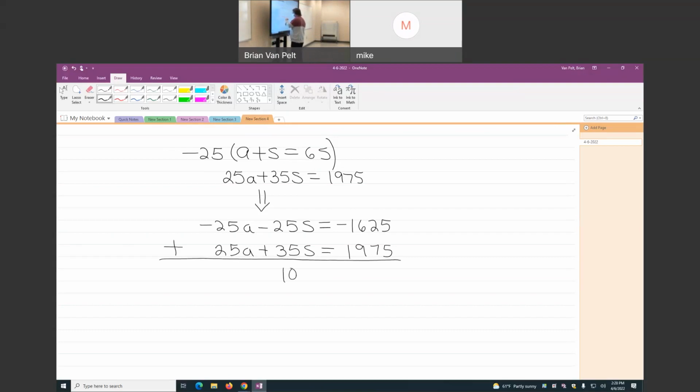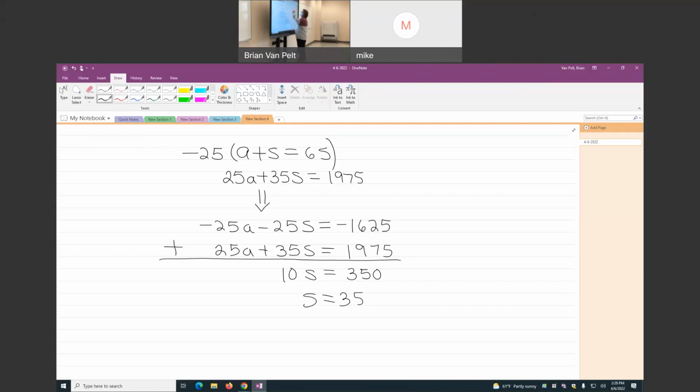I get 10s equals 300. Off the 0, we get s equals 30. So the same day tickets were $35 a piece. Now, tell me how you can go back and get the advanced tickets. That's right. That's how many people bought same day tickets. Sorry, that's my bad.